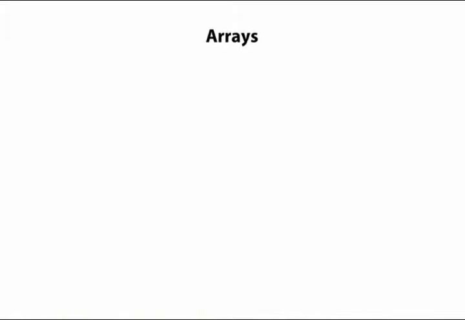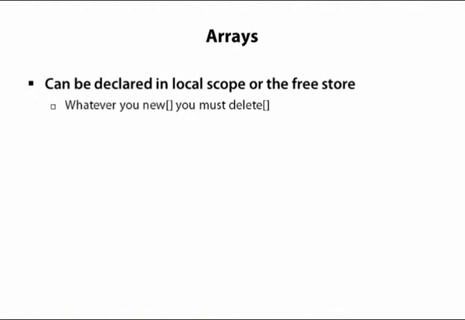C++ does have a fundamental ability to work with arrays, that is, collections of all the same kind of element, 12 integers or 15 employees or whatever. You can declare an array on the stack in local scope or on the heap on the free store. When you declare an array on the free store, you use new square bracket instead of just new when you just create a single instance up on the free store. And if you're doing manual memory management of your C-style array, you must also use delete square bracket to clean it up.